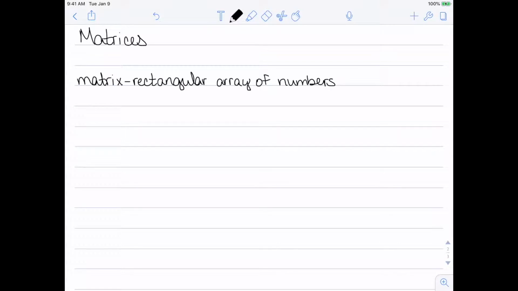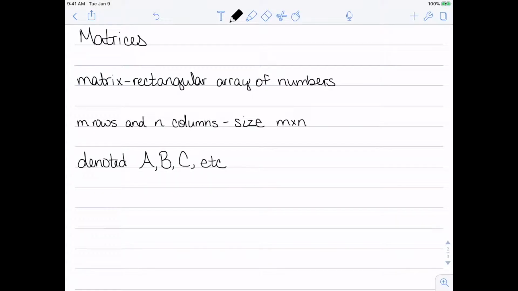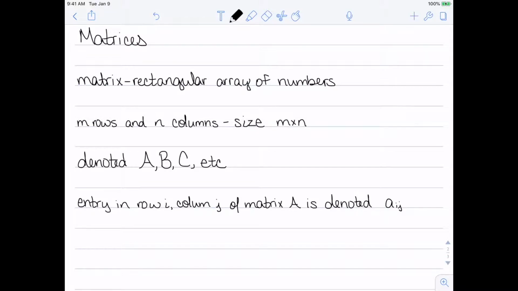A matrix is just a rectangular array of numbers. If I know the matrix has m rows and n columns, our size is m by n. We do the number of rows by the number of columns. We tend to denote matrices by capital letters like A, B, C. And my last piece of notation, the entry in row i and column j of matrix capital A is denoted by lowercase a with subscripts i and j. So once again, just like the size, we do the row number and then the column number.